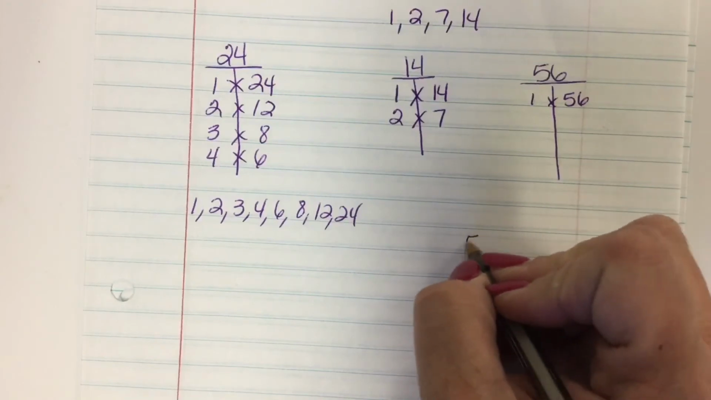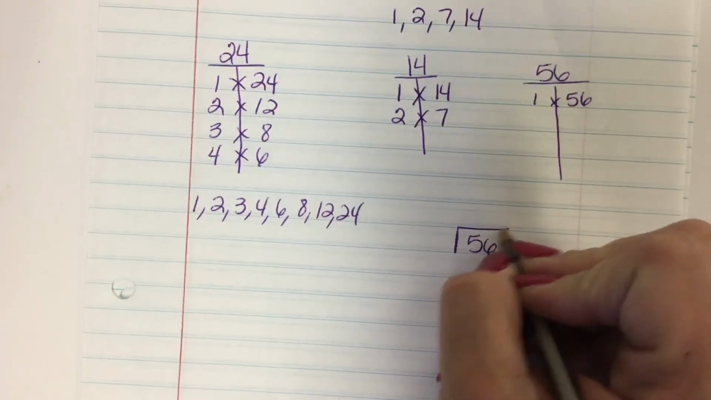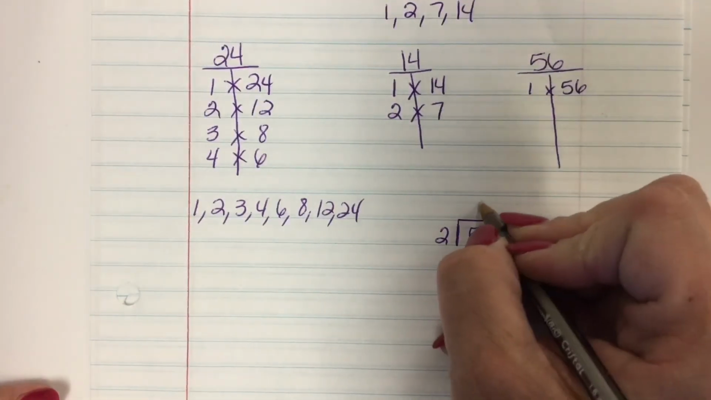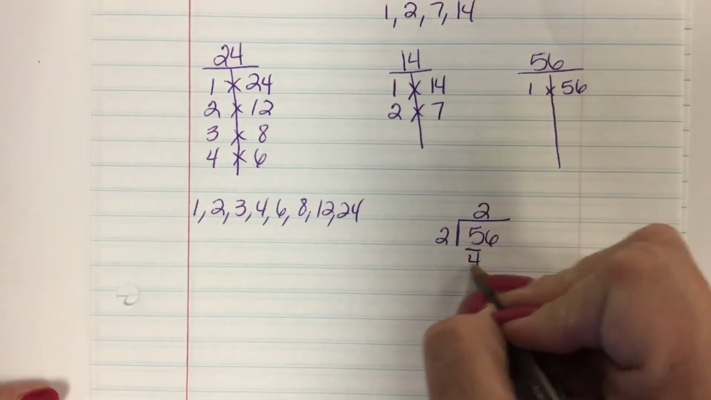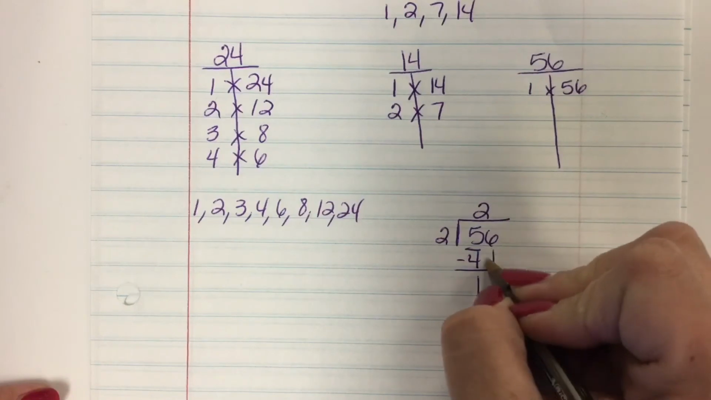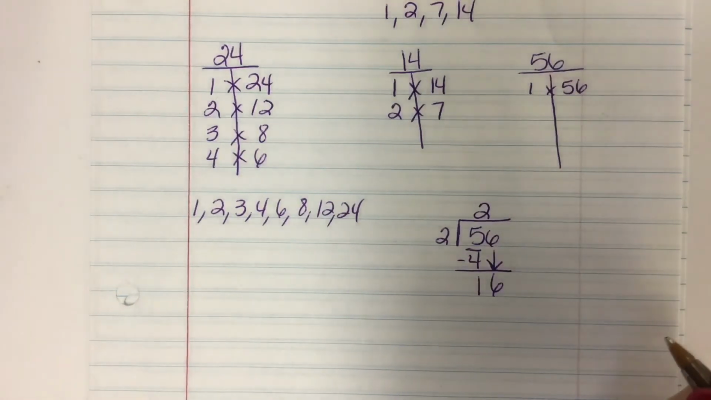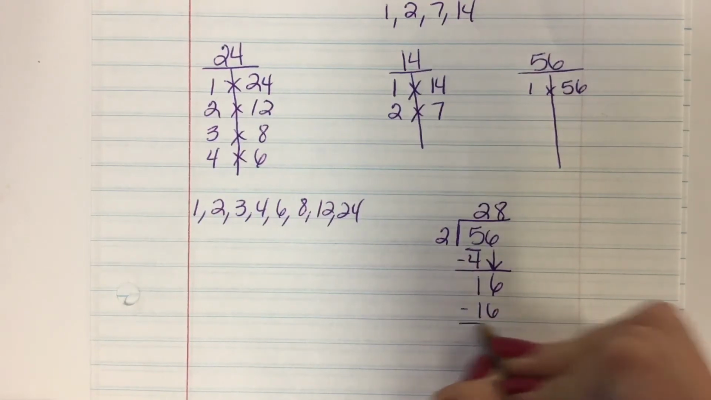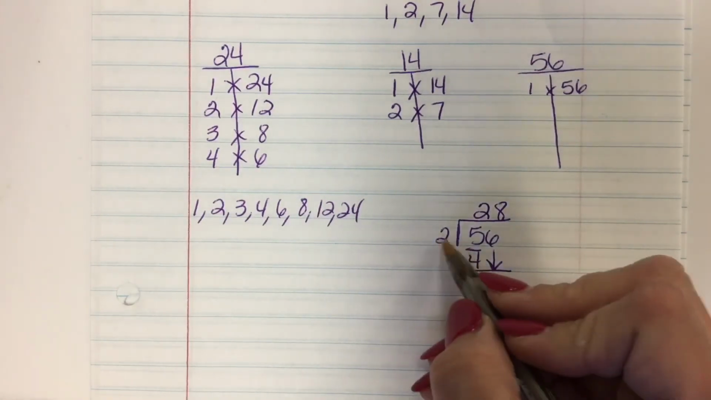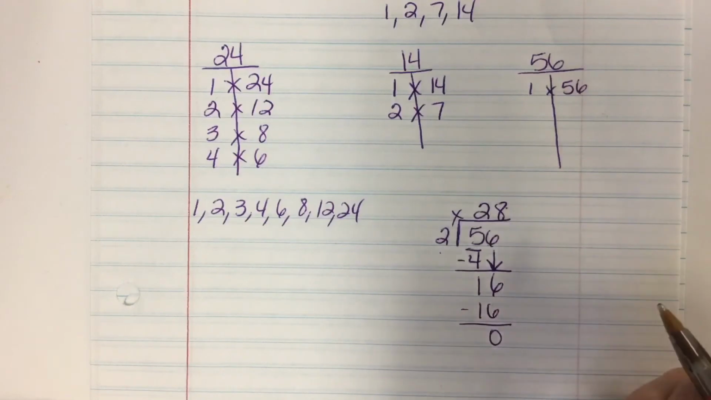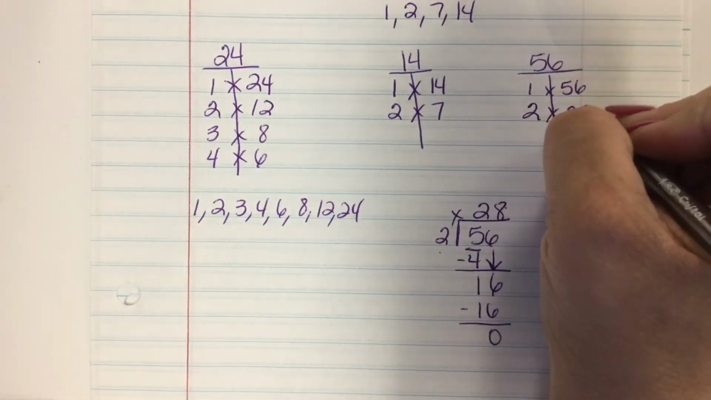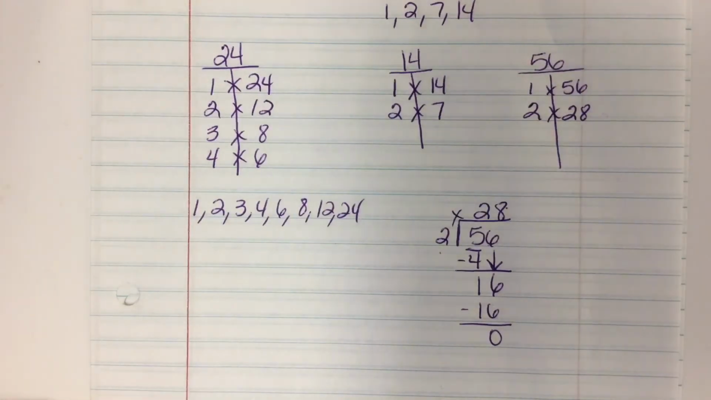If you don't know how many times 2 will go into 56, divide it. 2 will go into 5 2 times. 2 times 2 is 4. 5 minus 4 is 1. Bring down the 6. 2 will go into 16 8 times. 8 times 2 is 16. 16 minus 16 is 0. So 2 times 28 equals 56.